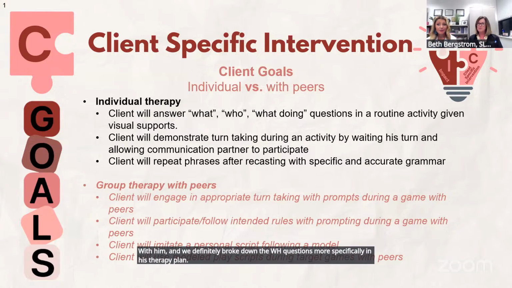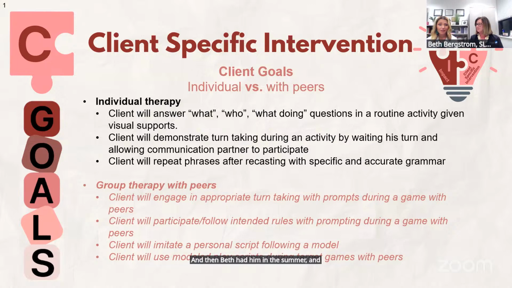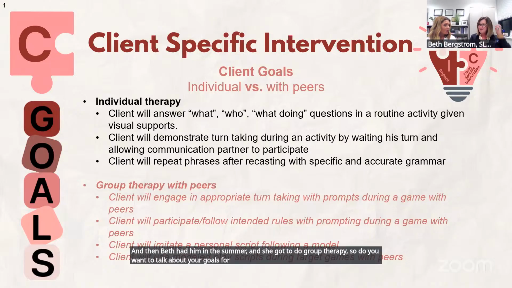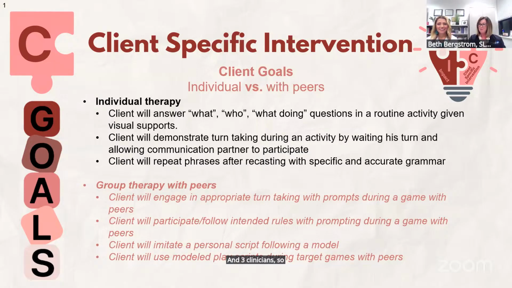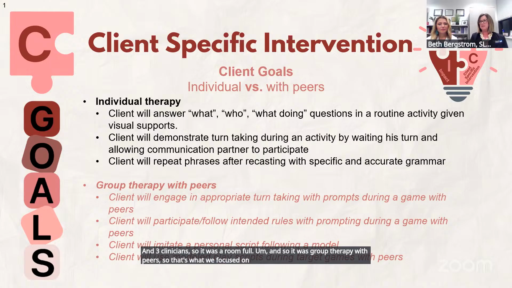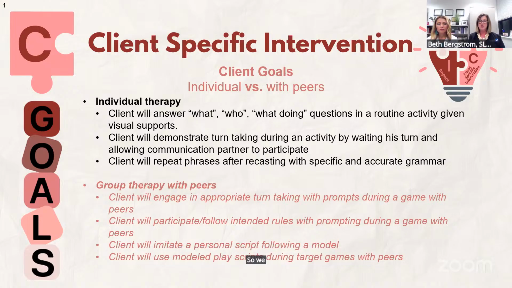And then Beth had him in the summer and she got to do group therapy. So do you want to talk about your goals for him in group? Yeah. So for group, we had 4 clients and 3 clinicians, so it was a room full. It was group therapy with peers, so that's what we focused on. We weren't focusing on anything based on individual language skills. So we wanted to work on engaging in appropriate turn taking with prompts during a game with peers.